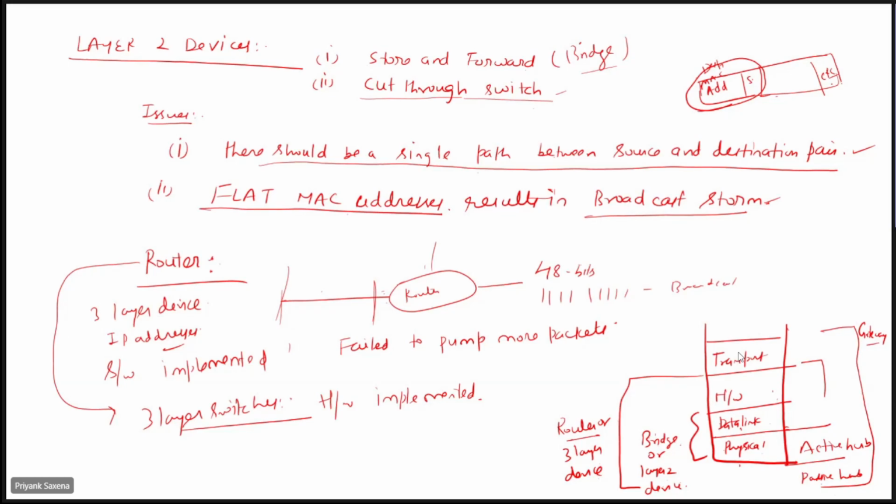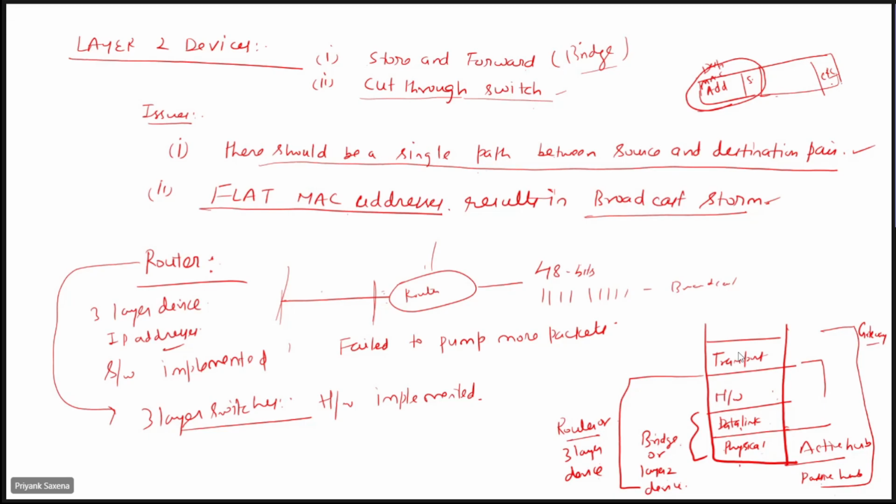On the other hand, there is a cut through switch, which takes advantage of the fact that the source address and destination address appear at the beginning of the frame, right? If this is a MAC frame, it appears at the beginning of the frame. So rather than copying the entire frame, it copies only the beginning of the frame, the address portion, and performs the frame forwarding based on that. So obviously it is much faster than the store and forward option, right?